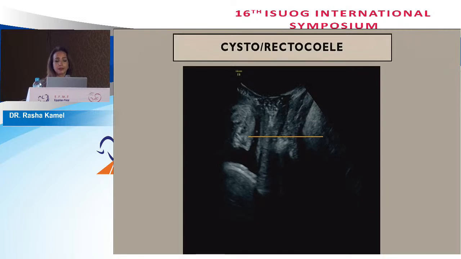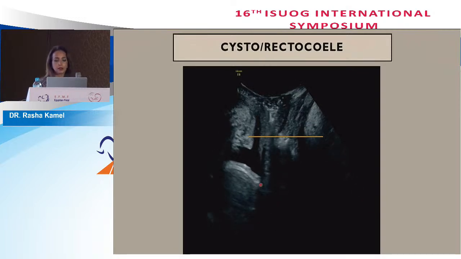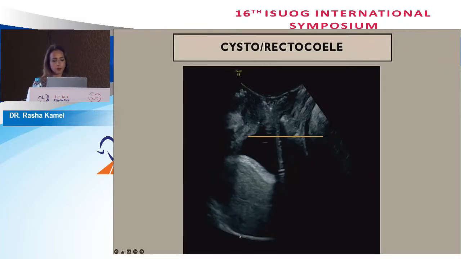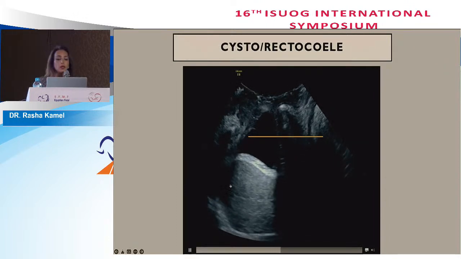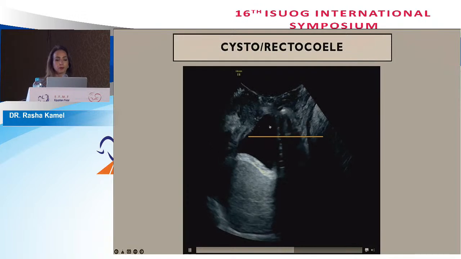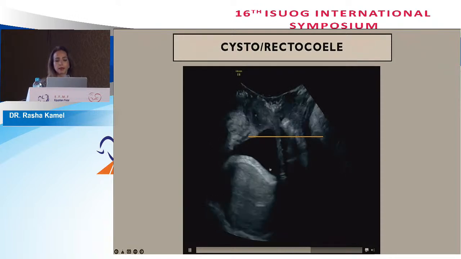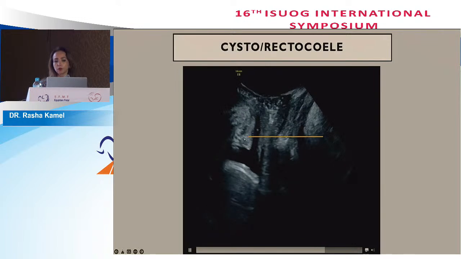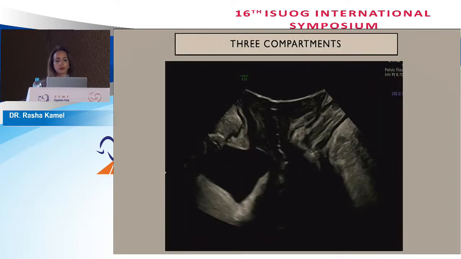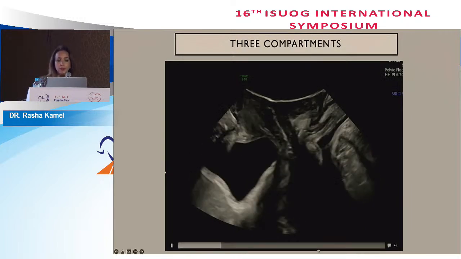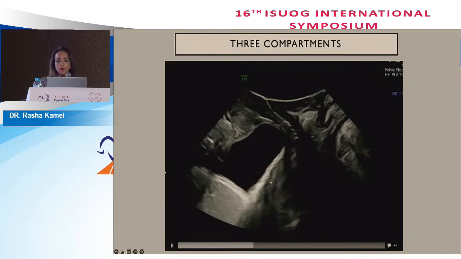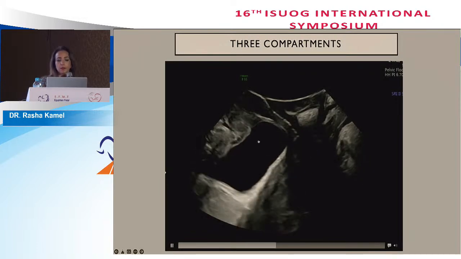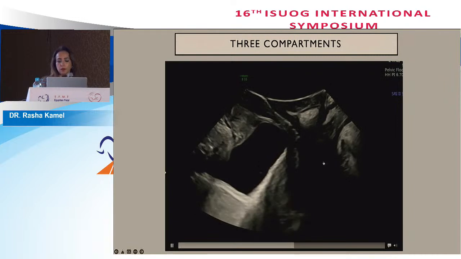This is a case of combined cystorectocele. Please see the neck of the bladder and the ampulla of the rectum as they go way below the reference line. And this is actually a very interesting case. This is three compartmental prolapse, which means cystocele, rectocele, and uterine prolapse as well. This is the cervix and the uterus, and this is the urinary bladder, and this is the rectum.